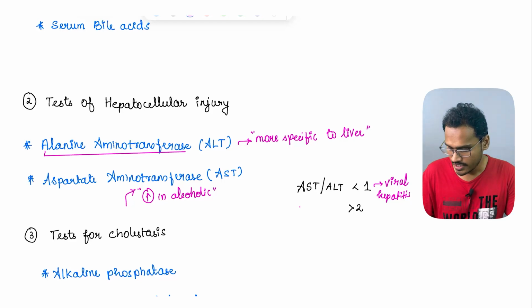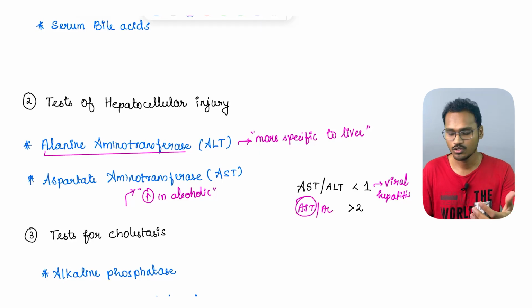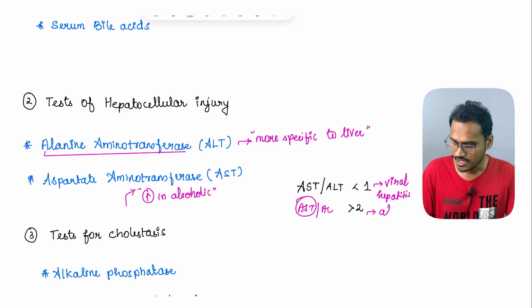So in the AST to ALT ratio, the numerator is increasing. When it goes beyond 2, it is most likely an alcoholic liver disease.